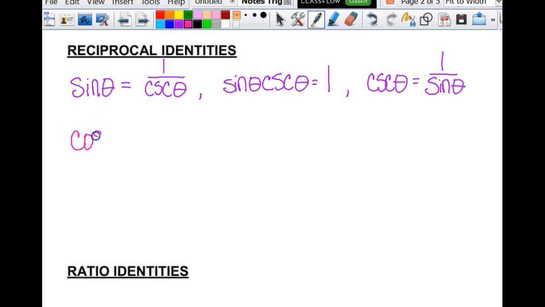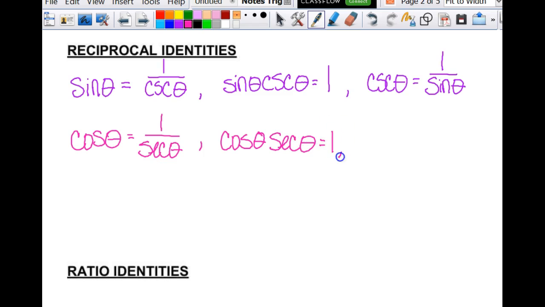So then we have cosine theta. That's equal to 1 over what? Secant theta. Good. Which means that cosine theta times secant theta is equal to 1. Then we also know that secant theta is equal to 1 over cosine theta. And make sure you're writing this where you can read your own handwriting, because you're going to need to refer back to this.